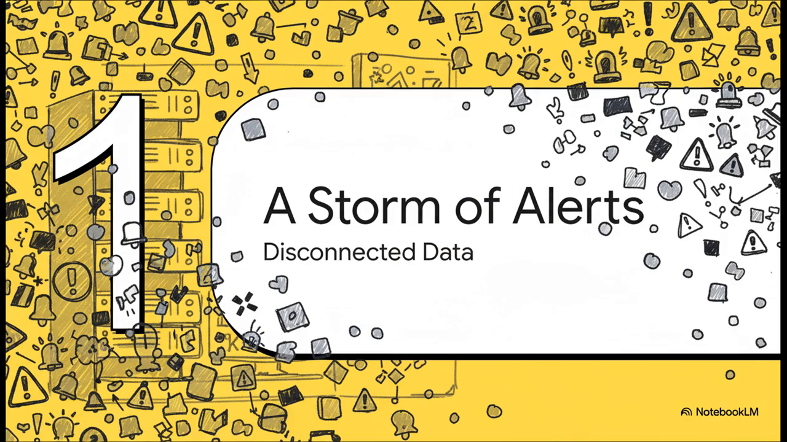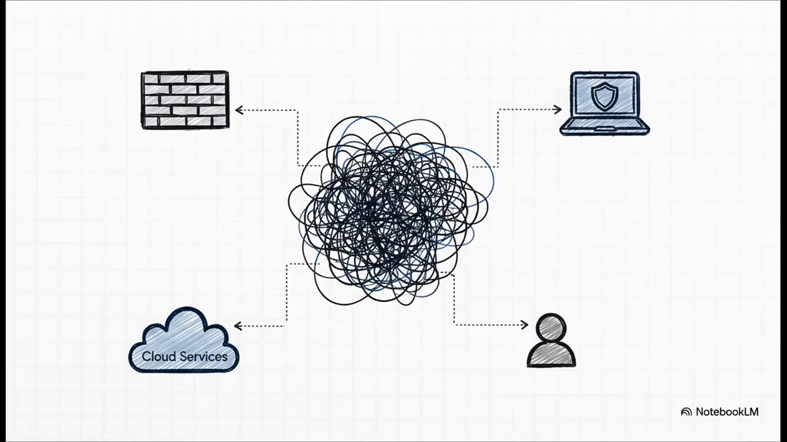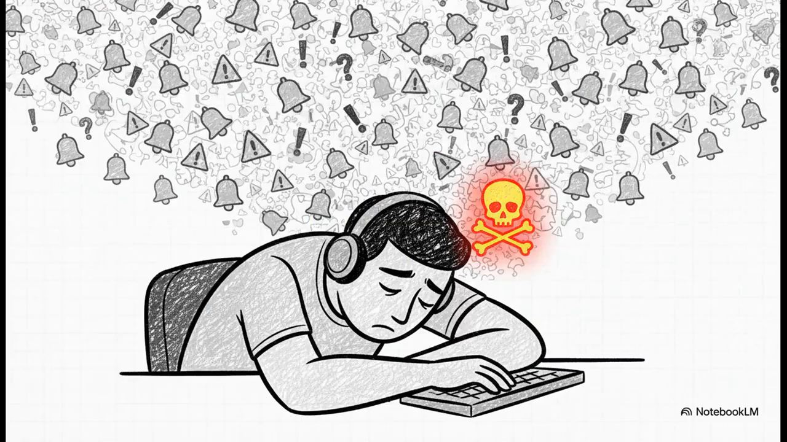All right, before we get to the solution, you really have to appreciate the problem. For any modern security operations center, a SOC, the reality is just this relentless, nonstop storm of alerts. It's a constant battle just to keep your head above water. And look at where it all comes from. You've got data pouring in from your firewalls, your endpoint tools, your cloud services, Active Directory, the list goes on and on. Now, each one of these tools is doing its job, right? But together, they just create this deafening noise of individual events that, honestly, don't have a lot of context on their own.